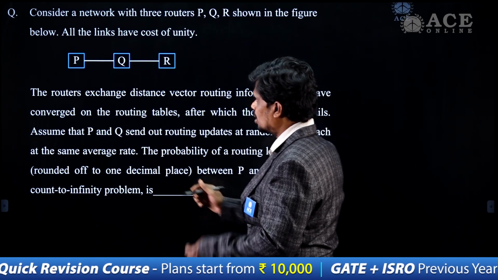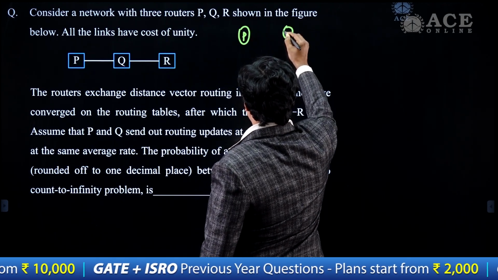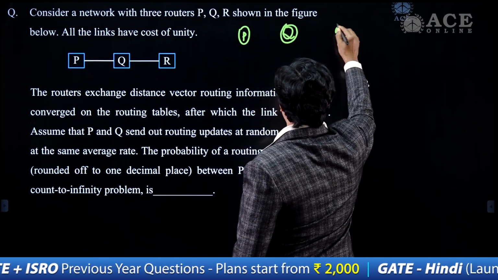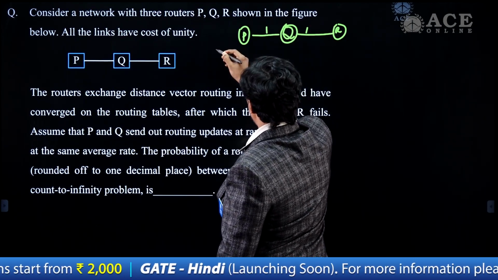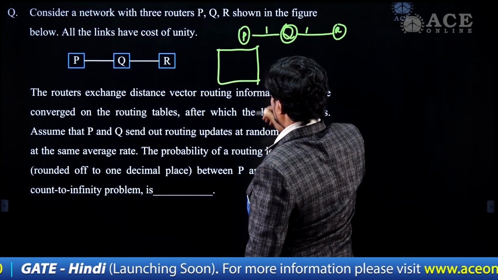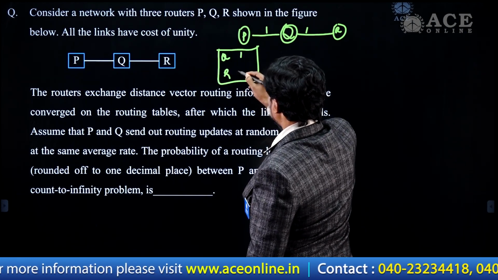So here if you consider this network, let's say I am having router P here, router Q here and router R here. It is mentioned that the cost is unit. Then what is the routing table of P? If you consider the routing table of P, Q tends to 1 and R tends to 2, right?